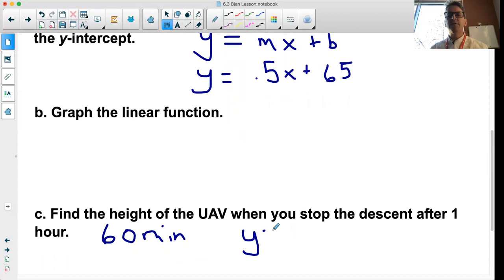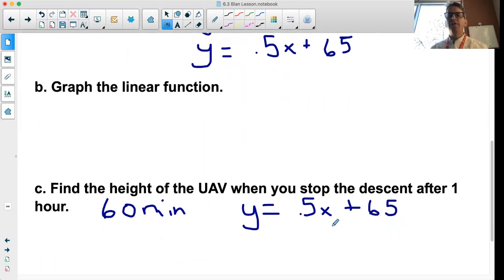y equals negative 0.5x plus 65. And now we're going to substitute in 60 for x. So y is equal to negative 0.5 times 60 plus, now I forgot the negative here. I want to make sure I get it, because it's negative, it's going down, plus 65.